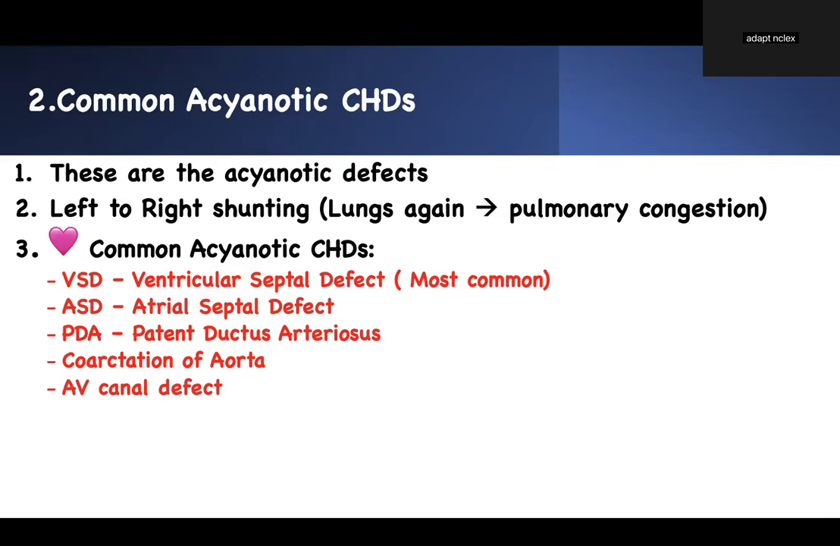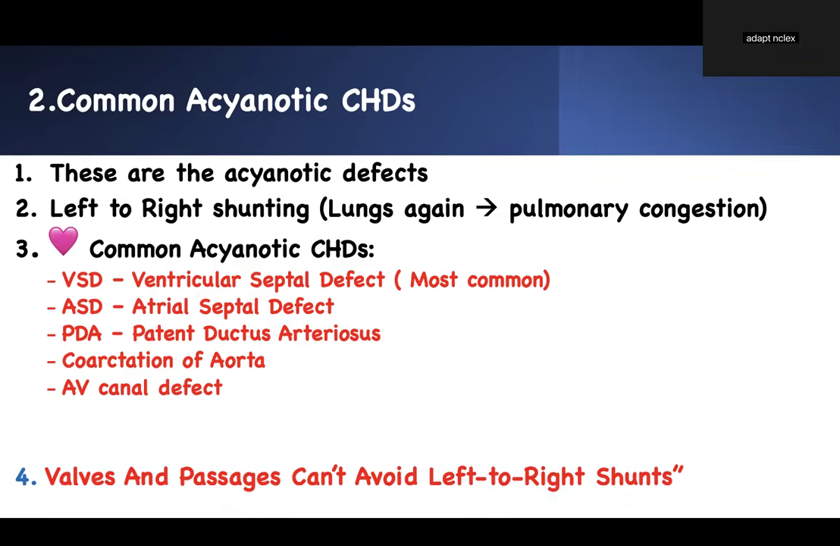And coarctation of the aorta. That means in the aorta, there's a little bit of stenosis, and therefore your upper extremity pressures are higher than the lower extremities. In the process, you're going to shunt blood from the left to the right. And the AV canal defects, you may not have heard of it, but these are endocardial cushion defects, and they are responsible for a left to right shunt. Very common in Down syndrome.